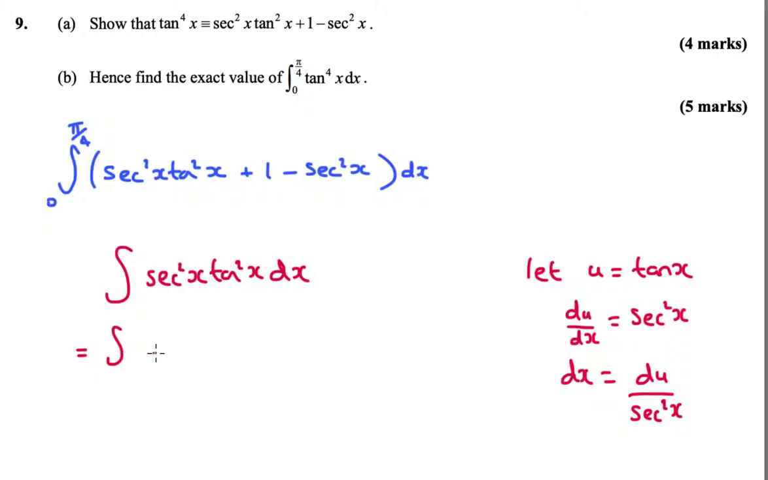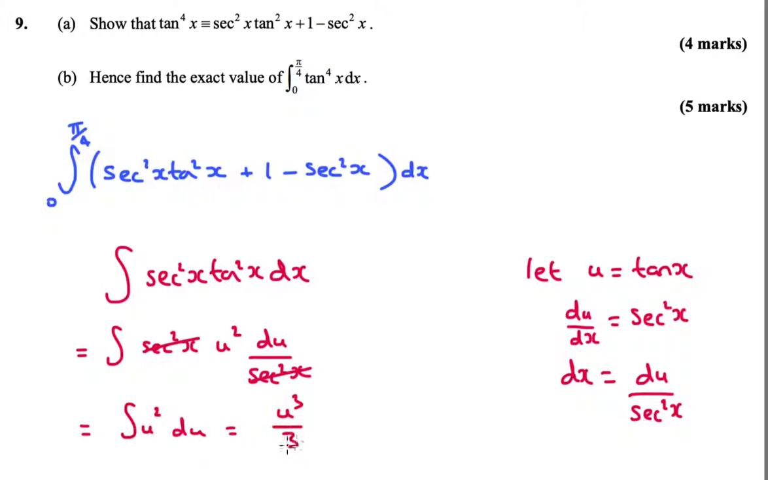So integrating sec squared x u squared du over sec squared x, and the sec squared x's cancel, and we just need to integrate u squared, which is u to the 3 over 3. U was equal to tan x, so that's tan cubed x over 3. So that is the answer to the integral of this.